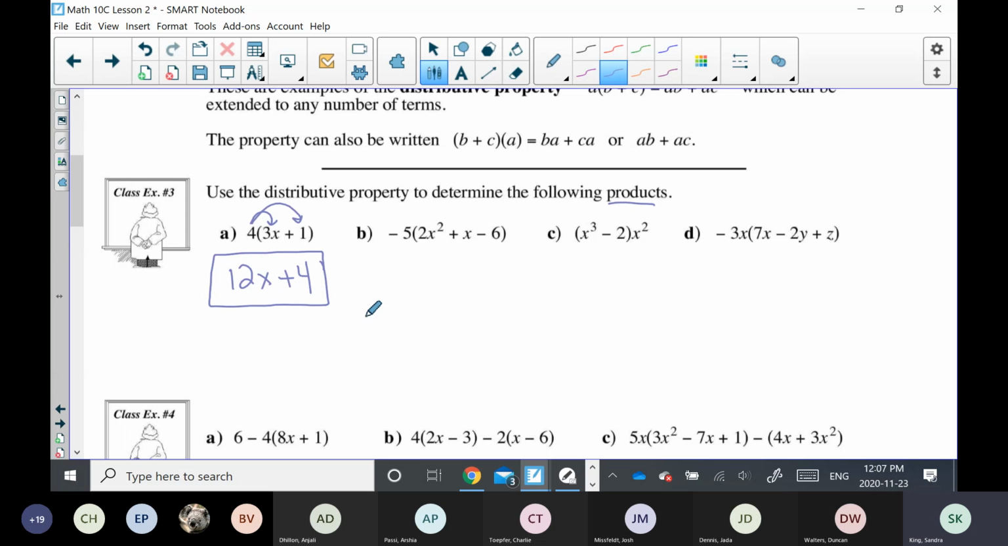Let's look at B. -5 has to go to that term, and this term. It gets distributed into every term in the bracket. I'm going to put my invisible 1 there, and I'm going to say, what's -5 times 2x squared? That's -10x squared. Then I'm going to say, what's -5 times 1x? Minus 5x. What's -5 times -6? Plus 30. And you are done.